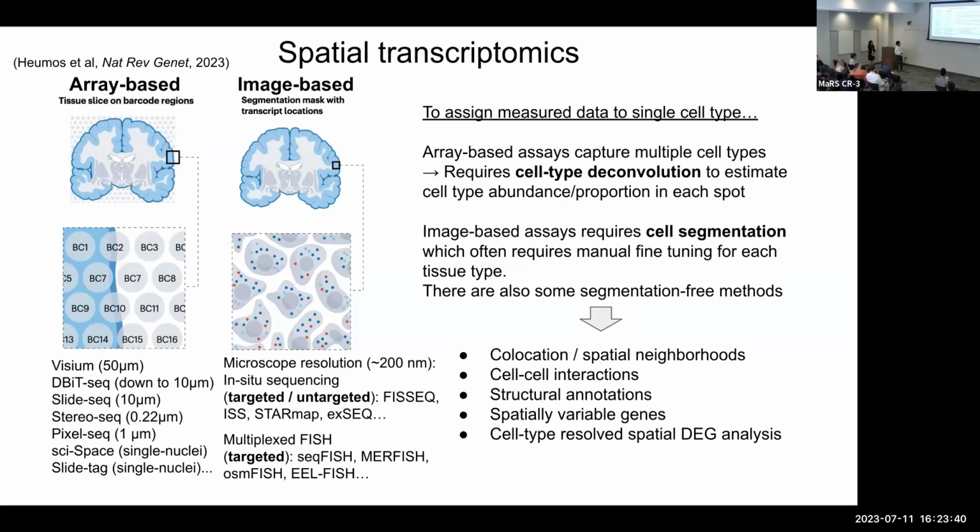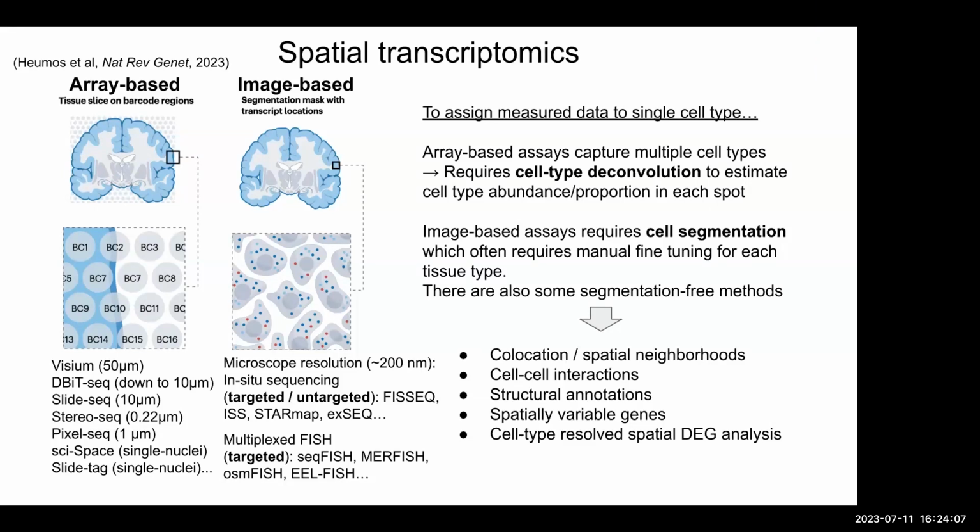On the other hand, image-based can be categorized into in situ sequencing or multiplex FISH, and the difference there is that you can be either targeted or untargeted. The beauty here is that you can have molecular-level resolution, so it's much higher resolution than the array-based technologies.